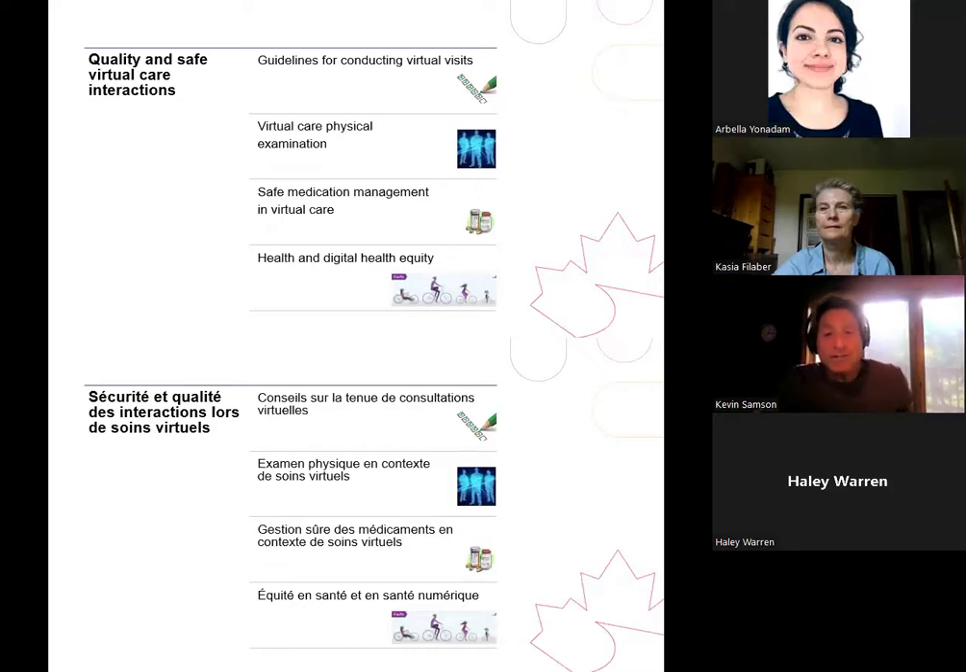Improving the quality of virtual care interactions leads to better patient experiences and outcomes. The toolkit includes a set of guideline recommendations to help prepare for and conduct virtual visits. It also includes some excellent patient handouts on this. There's a much needed section on virtual physical exams. This is all relatively new.